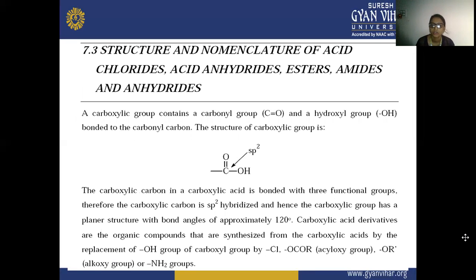Next is the structure and the nomenclature of acid halide, acid anhydride, esters and amide. The structure and the nomenclature means what the structure of these carboxylic acid derivatives is, and how we can nomenclate them.